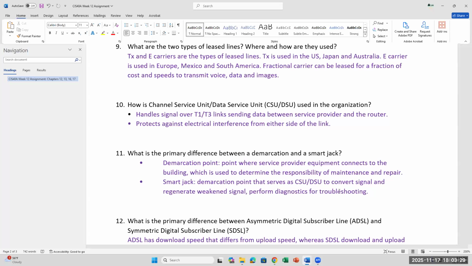So what is the primary difference between the demarcation and a smart jack? Demarcation point is where the service provider equipment connects to the building, which is used to determine the responsibility of the maintenance and repair. So if it's attached to your building, guess who's responsible for it? If it's their equipment, they come out and they troubleshoot the equipment. But if anything else connecting to it, like electrical, not their problem, right?